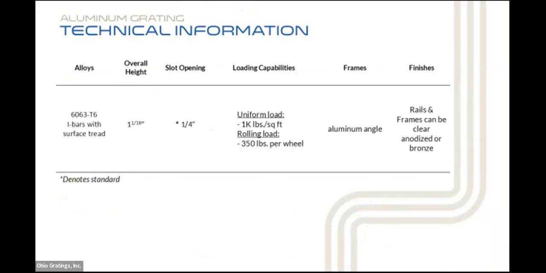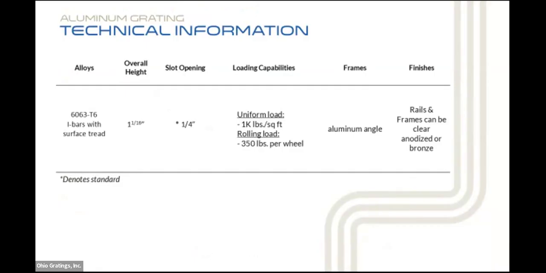So some of the technical information regarding aluminum grating. This could be manufactured in a variety of alloys. Some of the typical alloys that you're going to see in the industry are 6063 T6 or 6061 T5, just for a more structural feel.